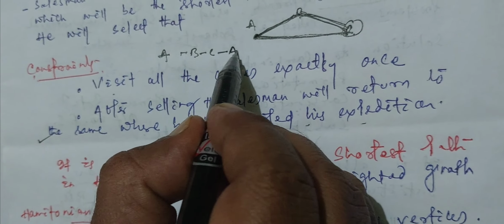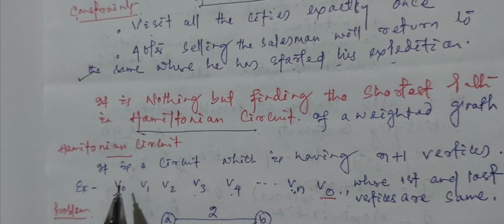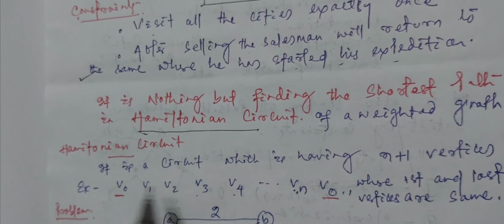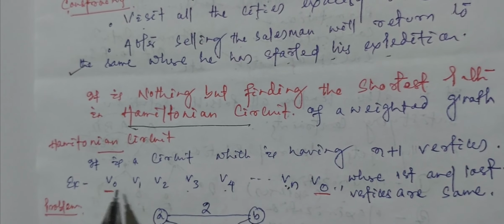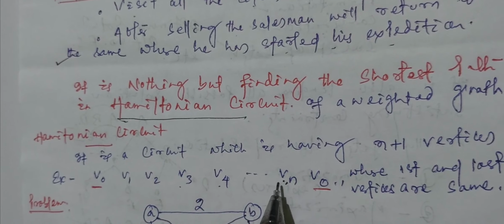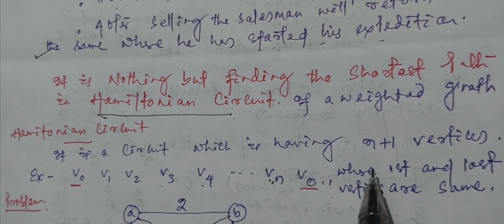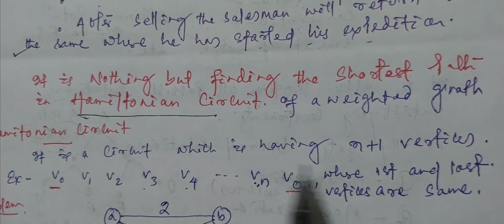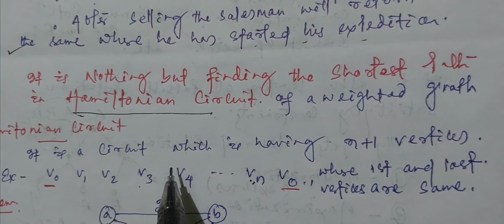An example: suppose the vertices are V0, V1, V2, V3, V4 up to Vn. After covering all the vertices, again it has to return to V0 where it started. V0, V1, V2, V3 up to Vn, then V0. These are n plus 1 vertices, as I told you, where the first and last vertices are the same. That is called a Hamiltonian circuit.